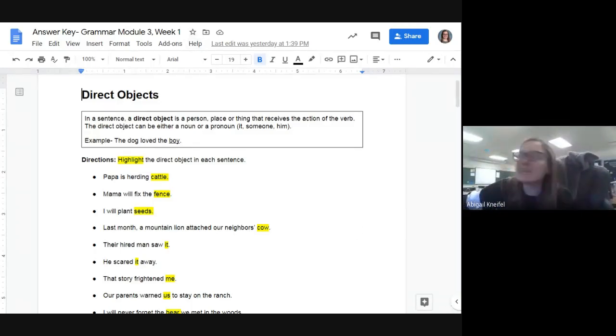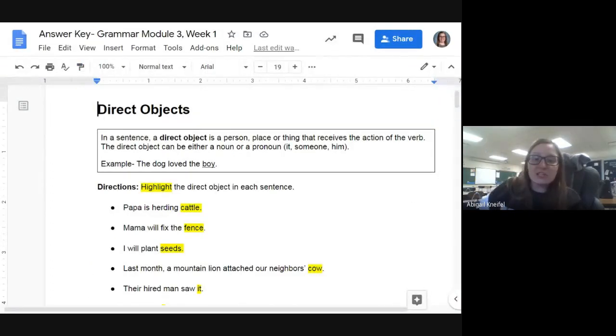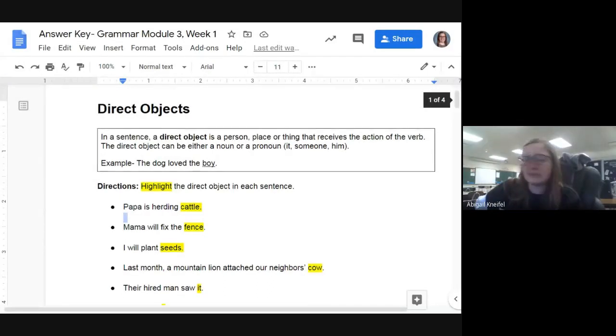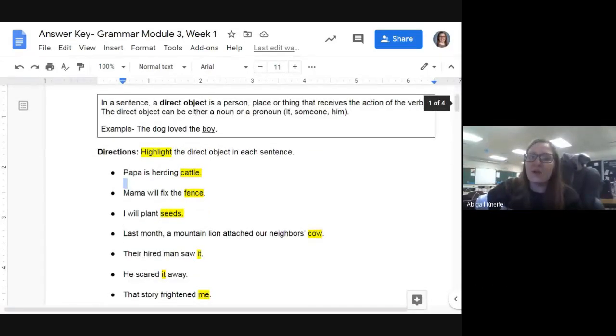The first thing is direct objects. And let me tell you, some of you guys, so great. Your answers, man, they know what they're doing. And I'm going to tell you others, you literally just highlighted random things. I don't even know what you highlighted, but they weren't the right things. So we're going to go through it together.